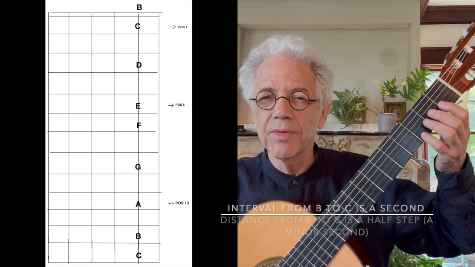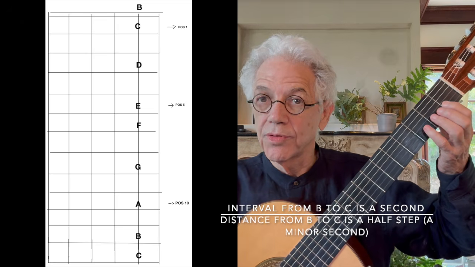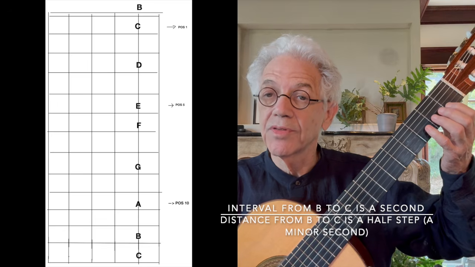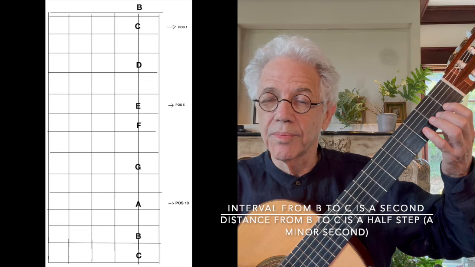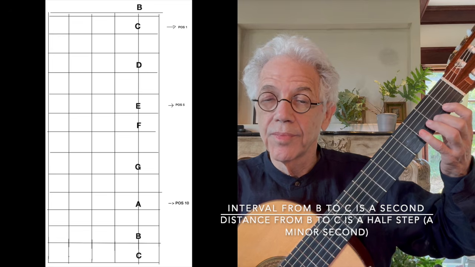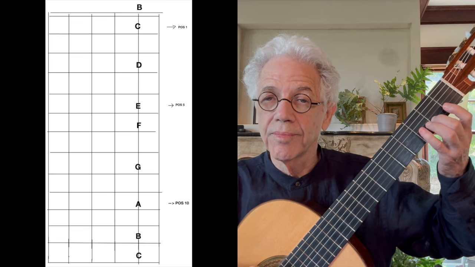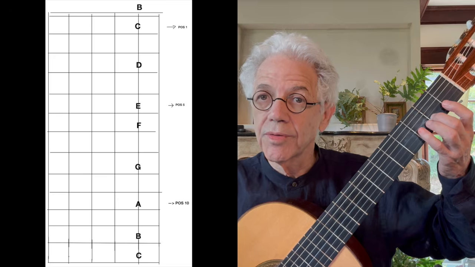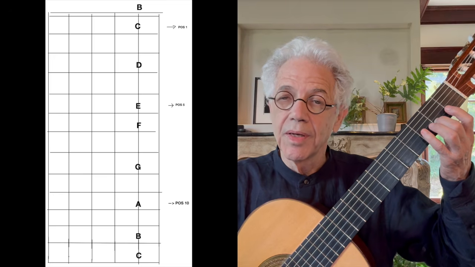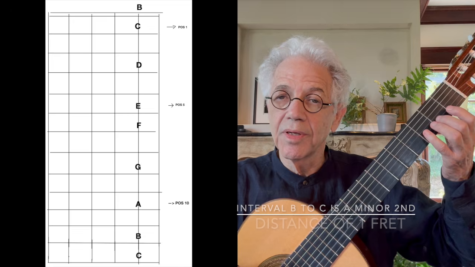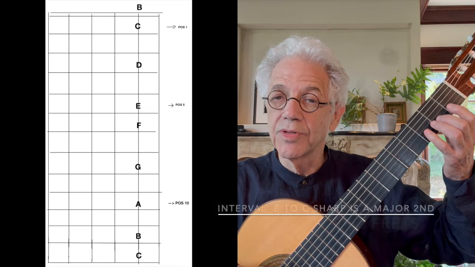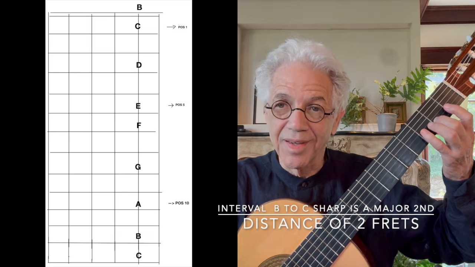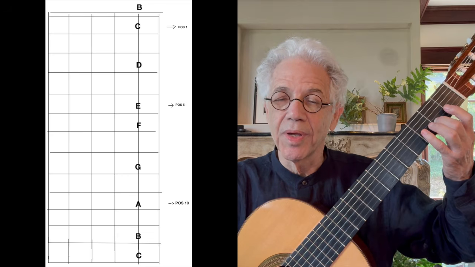If I go up 1 fret, I have 2 letters and we call that the interval of a second. We also have a note called C sharp, which is a half step larger than C natural. C sharp is on the 2nd fret. And because it's larger, it gets a different name. We call the smaller interval from B to C a minor second, and the larger interval from B to C sharp a major second.